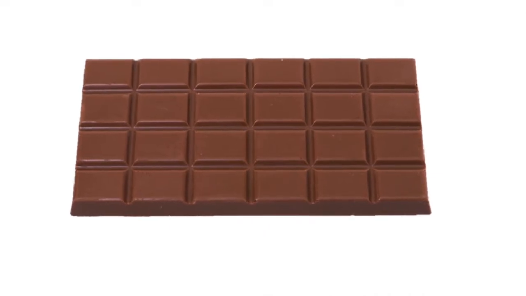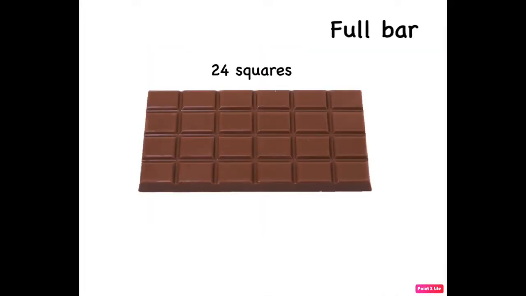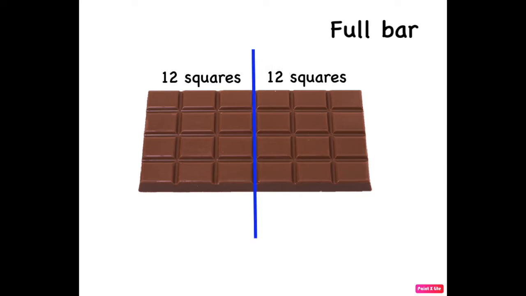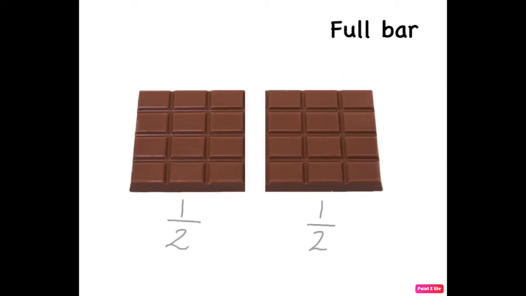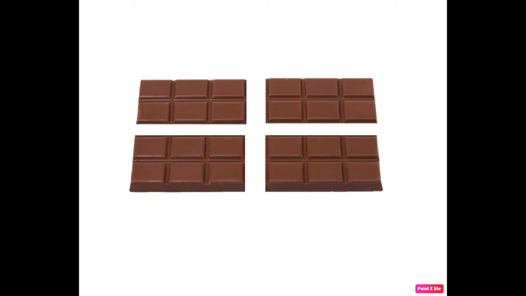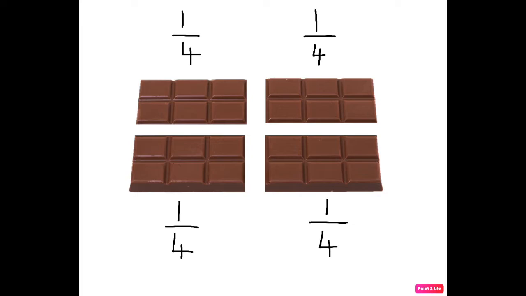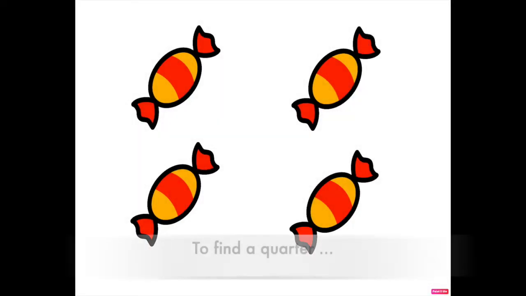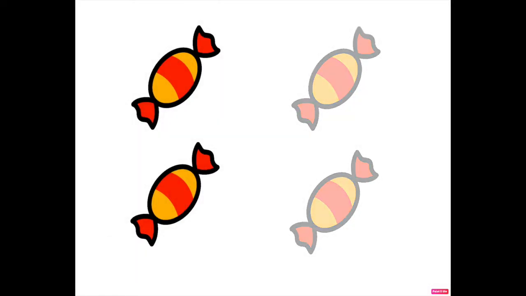Let's cut the chocolate bar into quarters. So here is the whole bar. When we halved the bar, we divided it into 2 equal parts. Now we must divide it again to make 4 equal parts, like this, which means 1/4 of 24 squares is 6 squares. The rule is, to find a quarter of a number, first you half the number, and then you half it again.